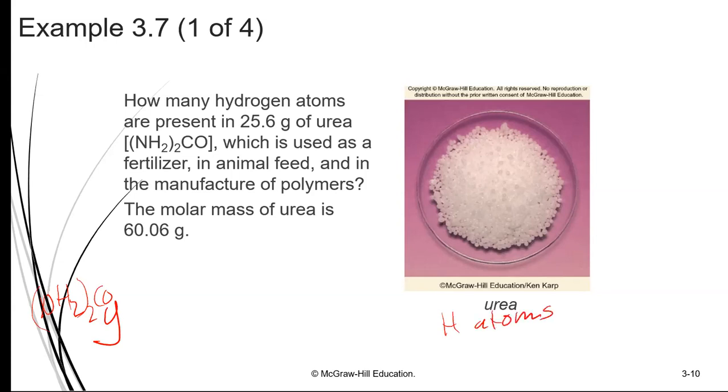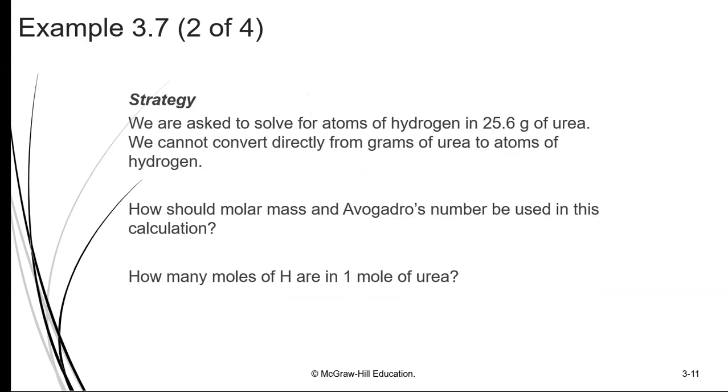So anytime we have the grams of it, the first thing that we want to do is move that into moles. Because if we can move that to moles of NH2CO, then we can move that into moles of hydrogen. And then once we have moles of hydrogen, we can get to our atoms. So that's going to be our strategy. We should be thinking, how can we figure out how many moles there are, and then how can we figure out how many atoms are inside of that mole.